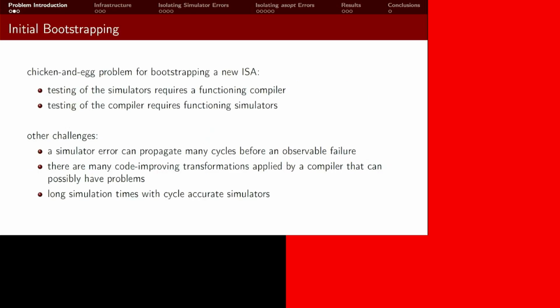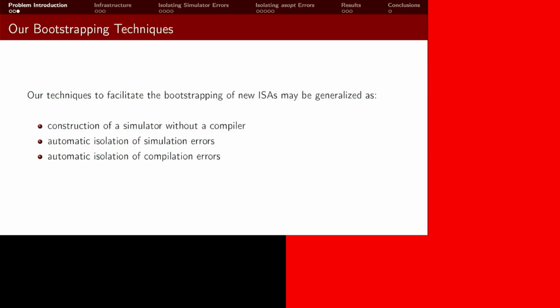So we run into a chicken and egg problem for bootstrapping a new ISA, and this is due to the testing of the simulators requiring a functioning compiler, and the testing of a compiler requires functioning simulators. And aside from this, we have some other challenges, which includes a simulator error can propagate many cycles before an observable failure. There are many code-improving transformations applied by a compiler that can possibly have many problems, and additionally, we have long simulation times with cycle-accurate simulators.